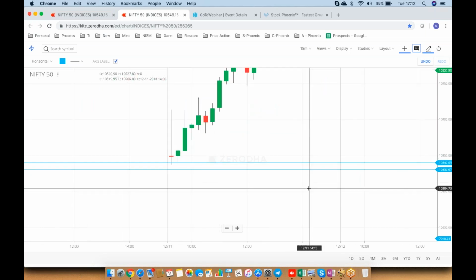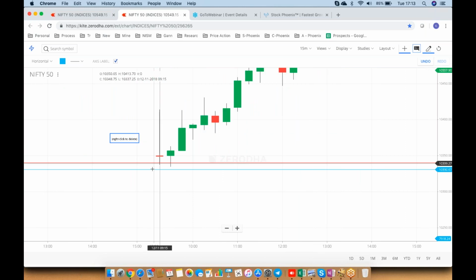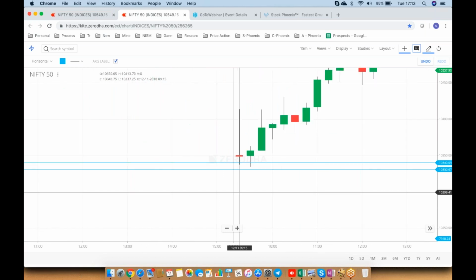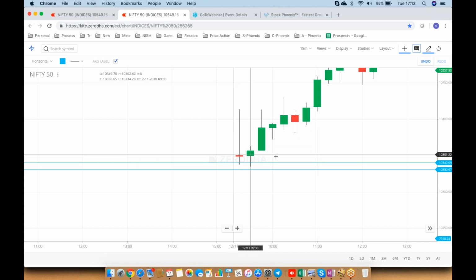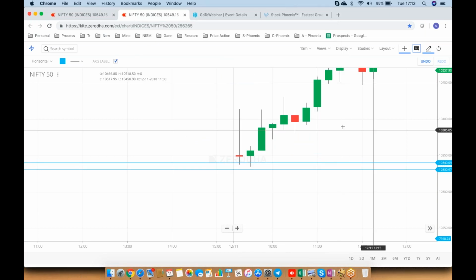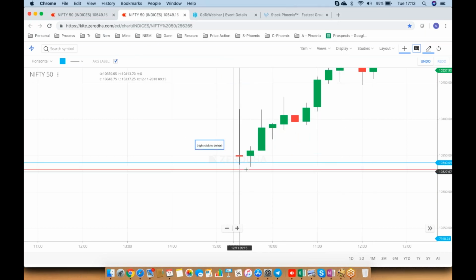Today the market opened at the levels of 10,350 and it sharply bounced back up to 10,413. Then it took a hit again, back at 10,350 itself, at the second candle at 9:35. At 9:35 we announced to go long at 10,340.